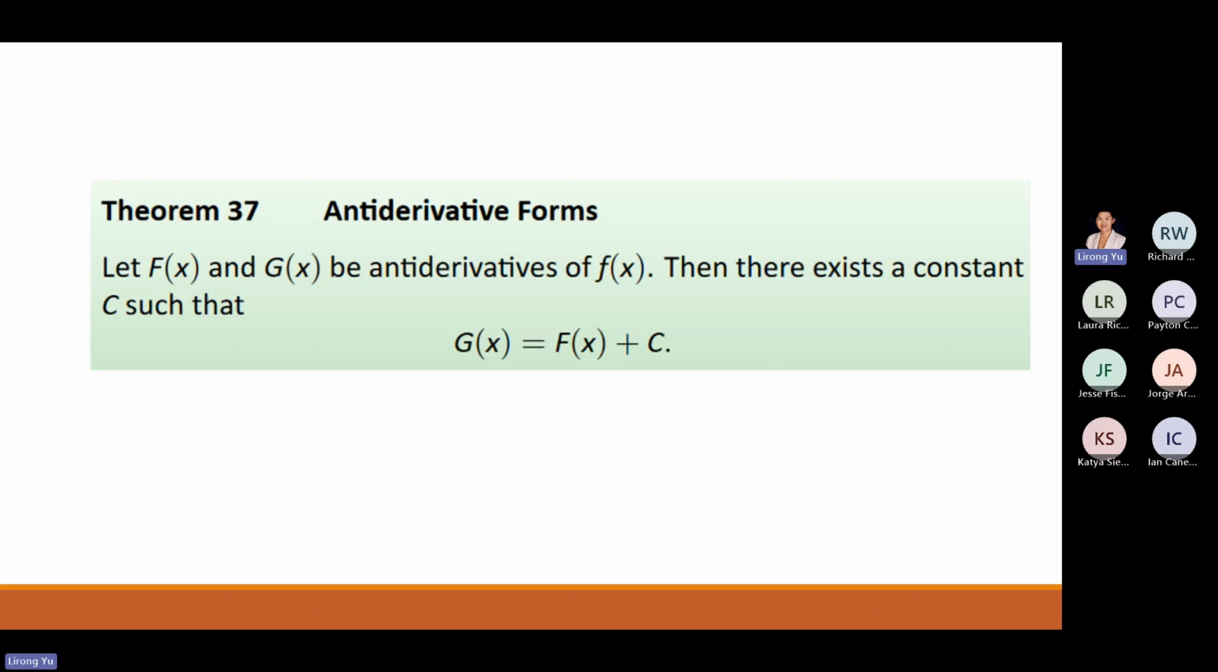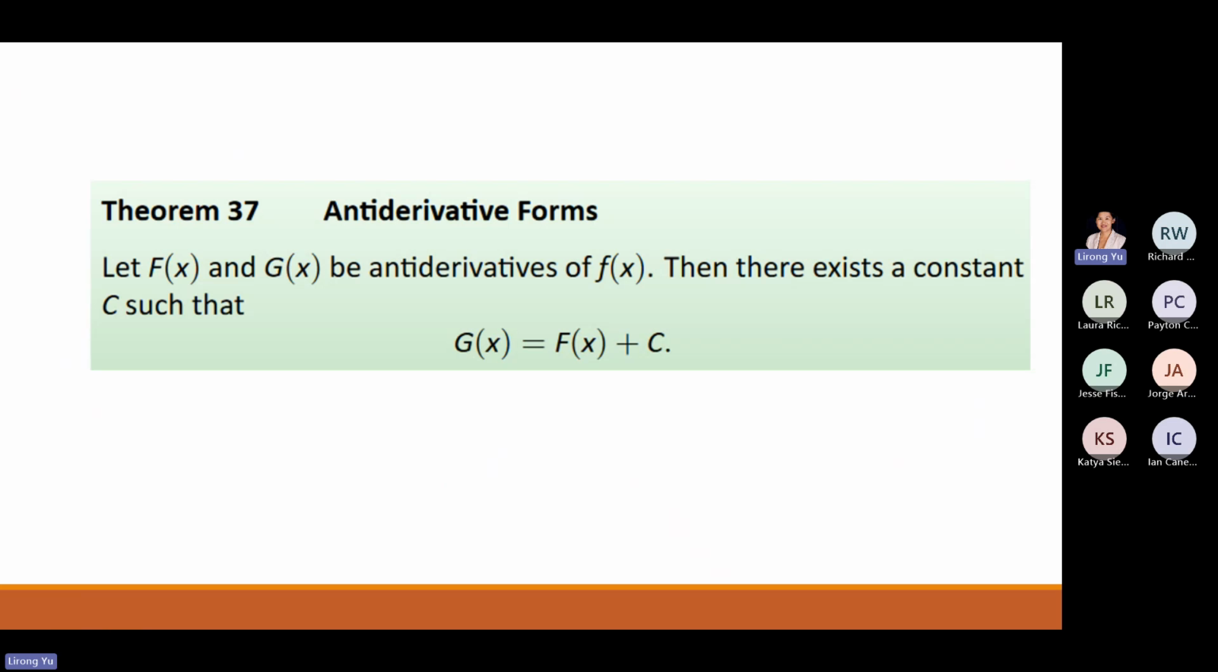If two functions have the same derivative, so capital F of x has derivative lowercase f of x, and capital G of x has derivative f of x, then what happens to these functions? These two functions are very much the same except for a number. So in that case, G of x will equal capital F of x plus a number c. So they must be very, very similar.